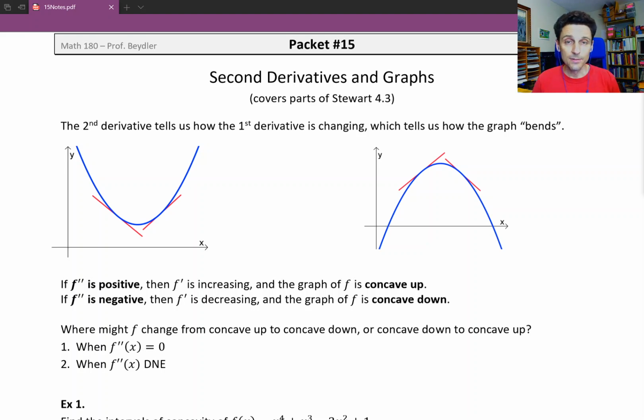Now the second derivative tells us the rate at which the first derivative is changing, which tells us how the graph bends. So in the first picture on the left side, we have an upward facing parabola. As you move from left to right across this parabola, notice that the slopes of the tangent lines are always increasing. We can write that the slopes of the tangent lines are increasing.